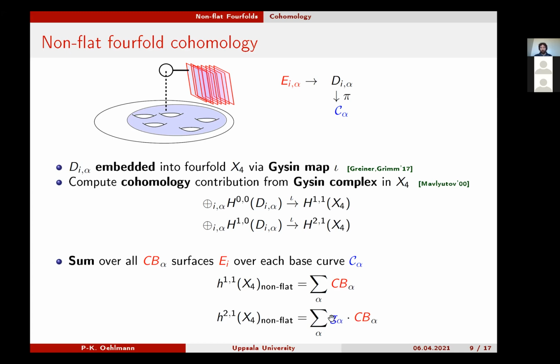And I should, of course, say that this contribution here is not a contribution that depends on the base. So these are precisely the H21 contributions to the fourfold that come from the fiber, and therefore will contribute these additional singlets I talked about in the beginning.